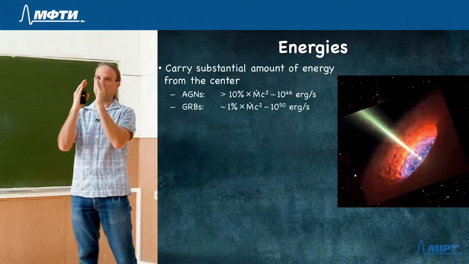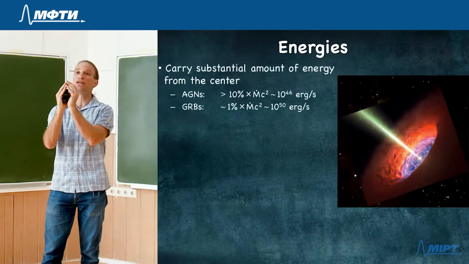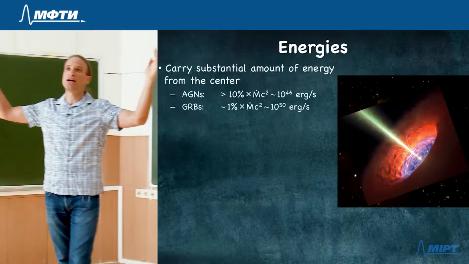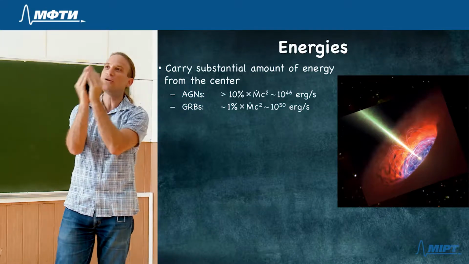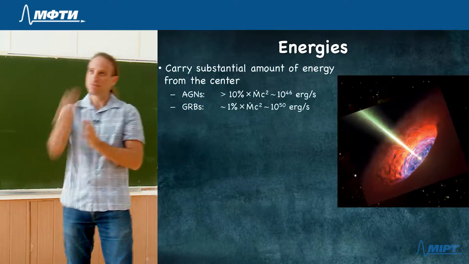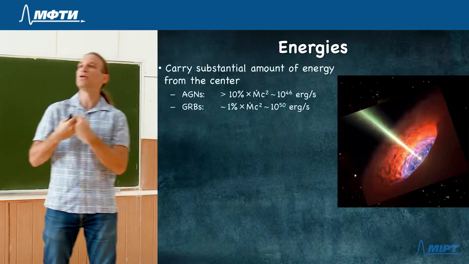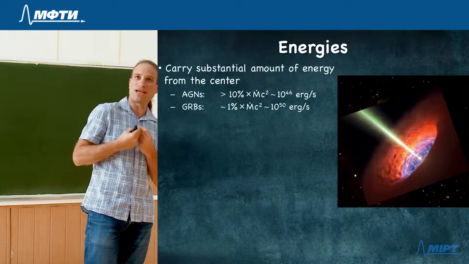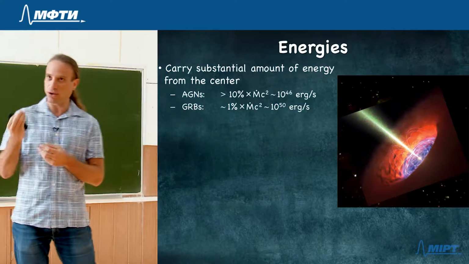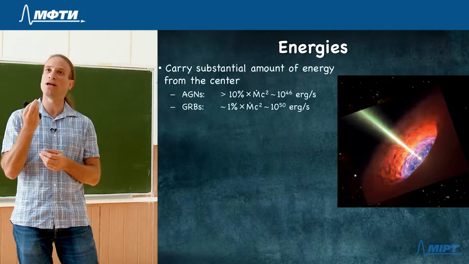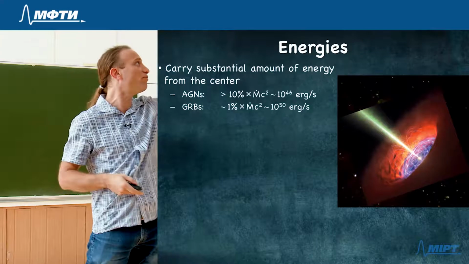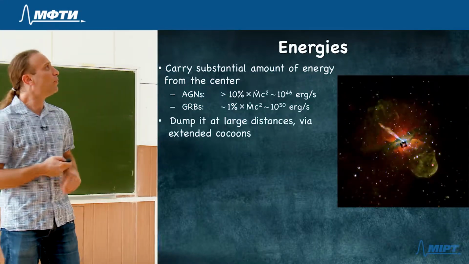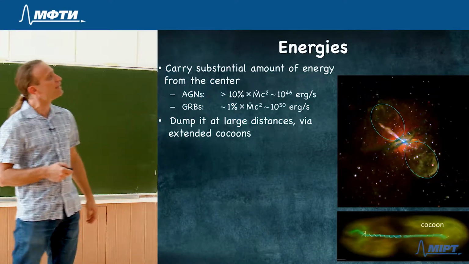Now, if you try to put that in a spherical explosion, it will have a hard time getting out. But if you focus it in a very small opening angle and shoot it out, it will push out from the star and break out very easily. So that's the significance of the jet. They take all this energy, put it in a very small opening angle, and dump it at very, very large distances. The way that they do that is through extended cocoons.